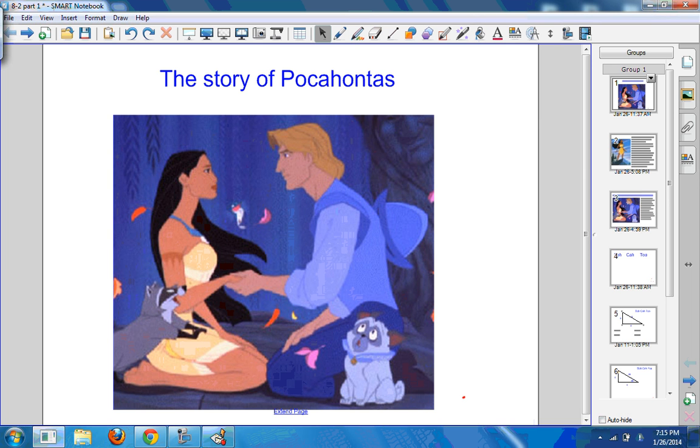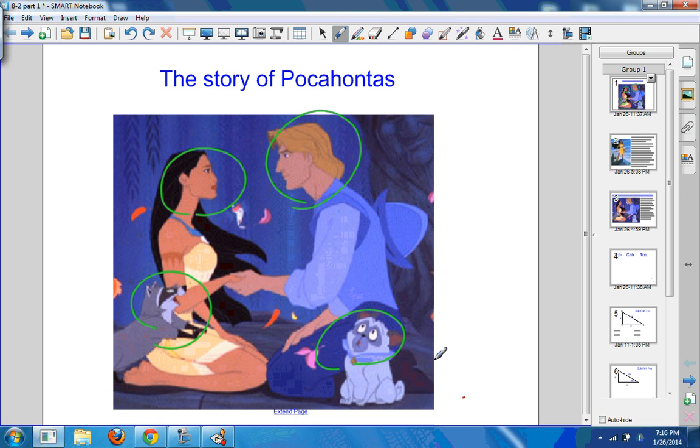So to learn about trigonometry, we're going to look at the story of Pocahontas. The story of Pocahontas, you guys have probably all heard it before, but basically, John Smith and Pocahontas fall in love. There's a raccoon, and there's a dog, and they all live happily ever after.